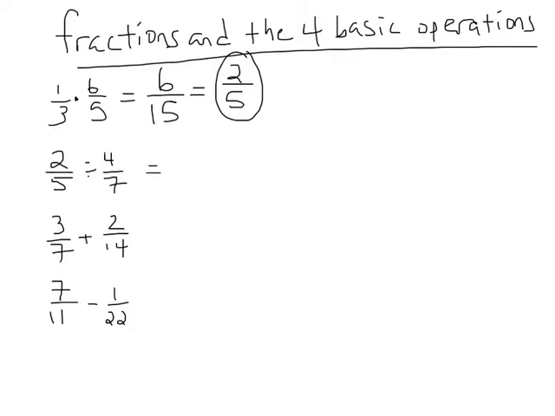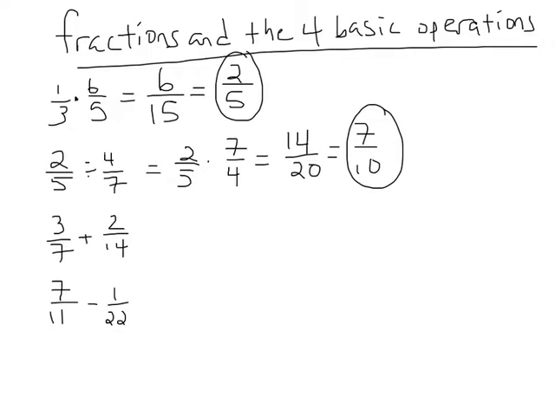We know that to divide fractions, we keep the first fraction the same, we flip the second fraction over, and we turn it into a multiplication problem. And we do just like the previous example. 2 times 7 is 14, 5 times 4 is 20, and they share a common factor of 2. 2 goes into 14 7 times, and it goes into 20 10 times.